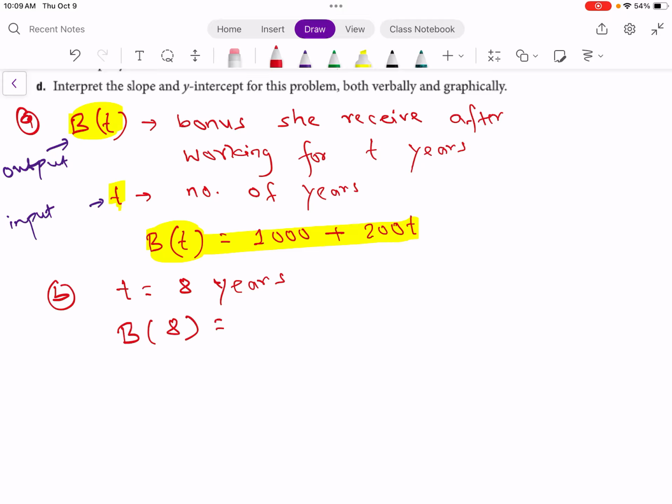So we are actually finding b of 8, and we replace t by 8. So we have 1,000 plus 200 times 8. 200 times 8 is 1,600, plus 1,000, and this is $2,600. So this is the bonus she received after working for 8 years. So time, the number of years you work for the company, is the input, and b of t is the bonus. Any question up to here?